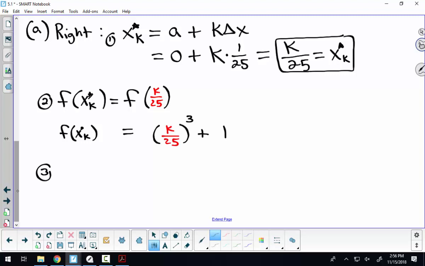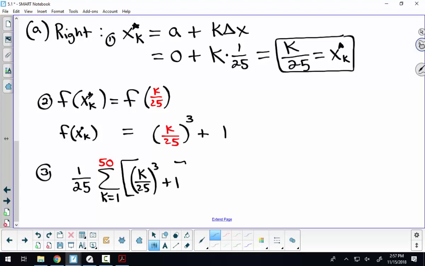We have our delta x, which was 1 over 25, times the sum from k equals 1 to n. What's our n? 50. So we're summing k equals 1 to 50. And then the expression in front of the summation was the f of x star, so our expression is this thing right here. You have to sum that. Even though this plus 1 is a constant, it's part of the function, which means it's part of the summation.